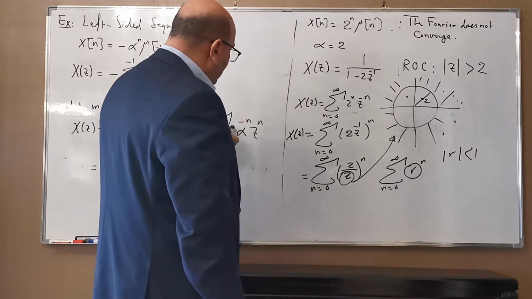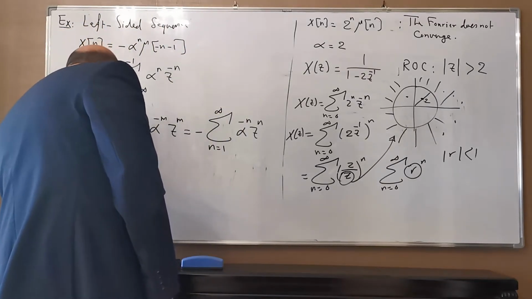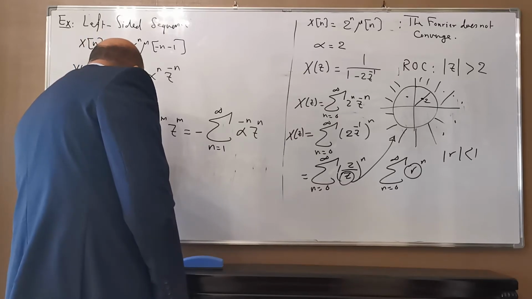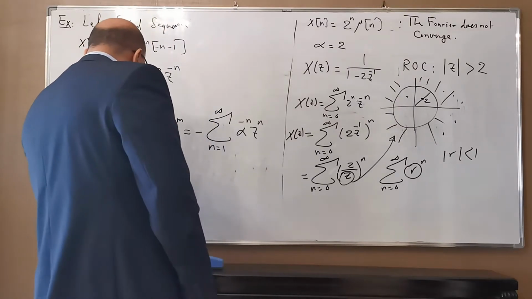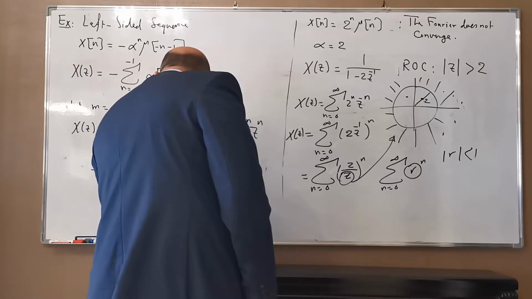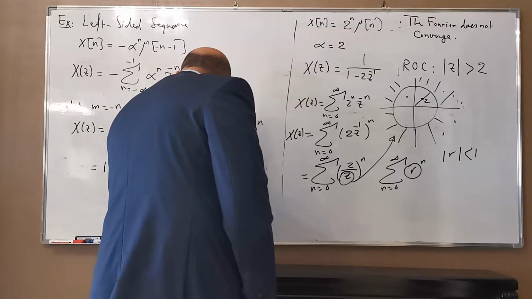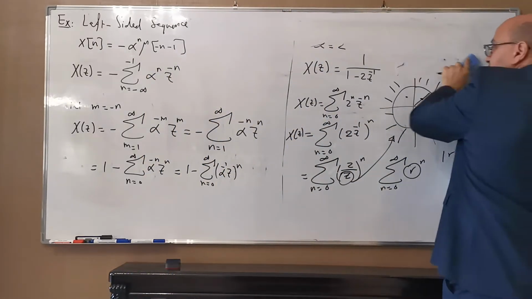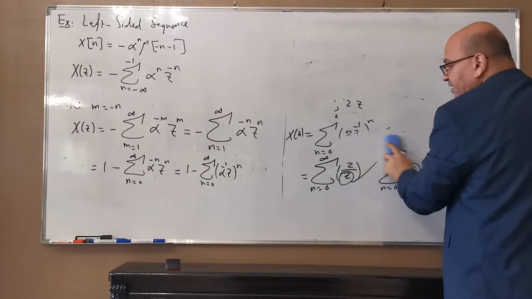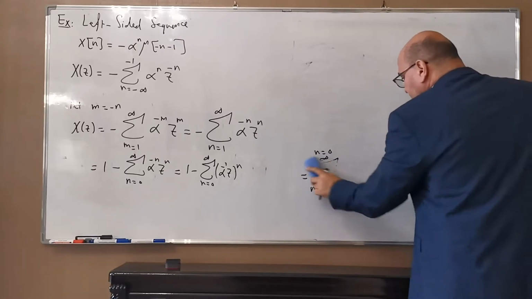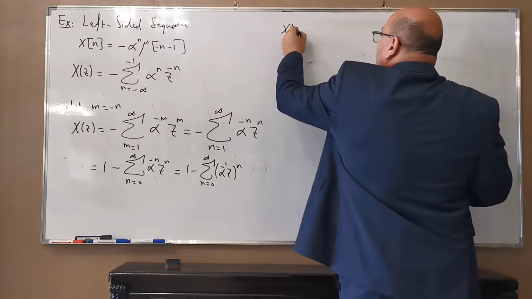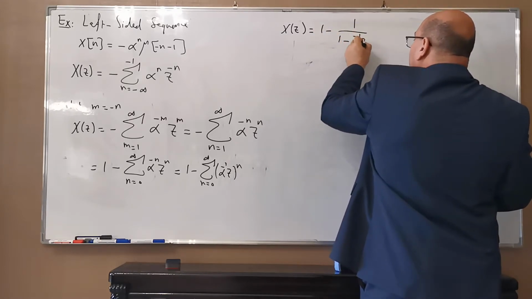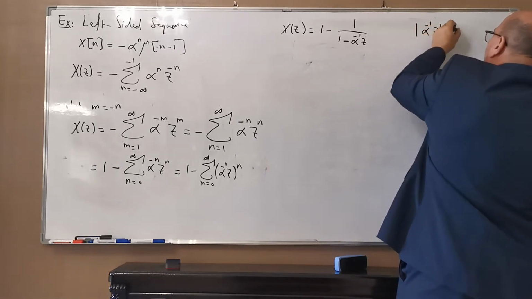And so I'm going to add minus 1 inside, plus 1 outside, so you have 1 minus the summation from n equals 0 to infinity of alpha to the minus n, z to the n, and take a common form: 1 minus the summation from n equals 0 to infinity of alpha inverse z, the whole thing to the power n. This summation will converge if the magnitude of alpha inverse z is less than 1. So x of z has a value, and it will converge to 1 minus 1 over 1 minus alpha inverse z, given that the magnitude of alpha inverse z is less than 1.